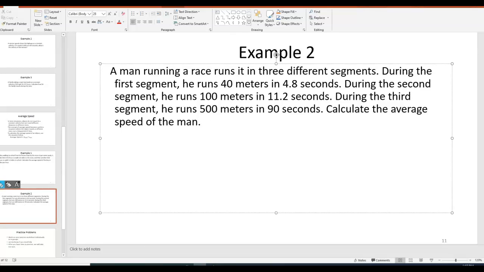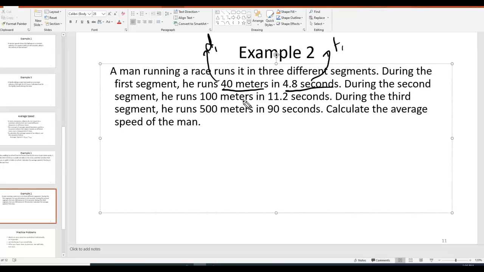Okay, so let's do this real quick. A man running a race runs in 3 different segments. During the first segment, he runs 40 meters. I know meters is a unit for distance, so I'm going to label that with a D. And that's the first distance I saw, so I'm going to call it D1. And this is the time that goes with that distance, so I'm going to label that T1. I know it's time because it's in seconds.